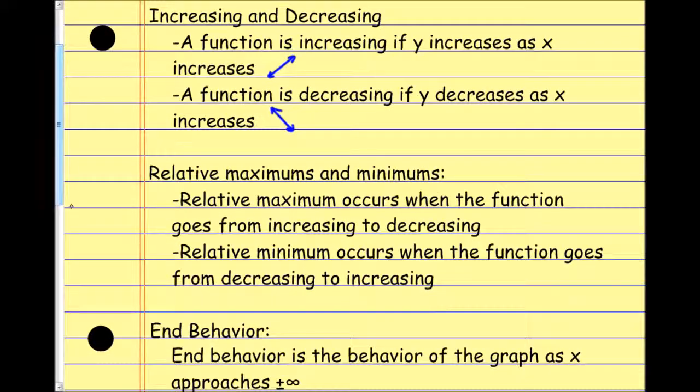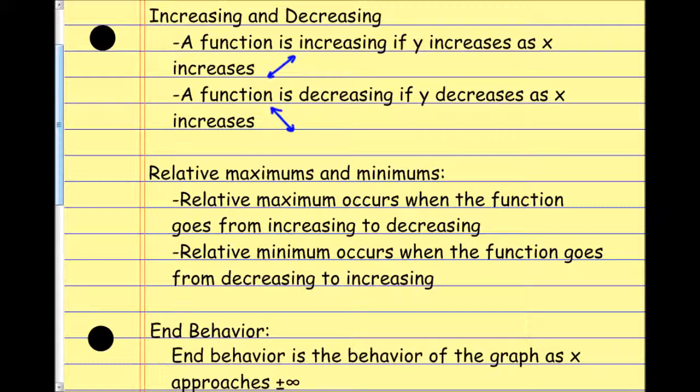The other thing we're going to look for is relative maximums and minimums. And we've looked at maximums and minimums in terms of quadratics before. Our vertex was the maximum or minimum, and that was the true maximum or minimum of the entire function. But now we're looking for relative maxes and mins, which just means it's relative. It's a maximum relative to the points around it. So it's where the function goes from increasing to decreasing.